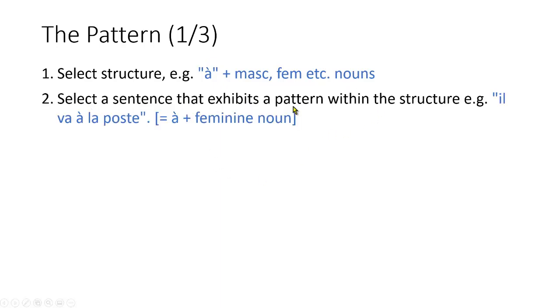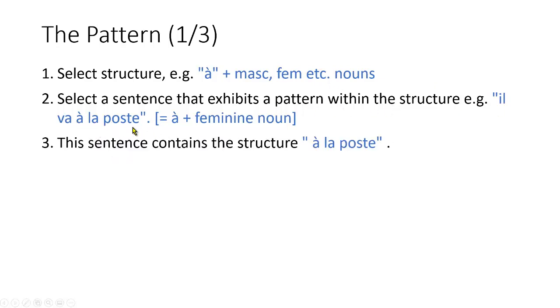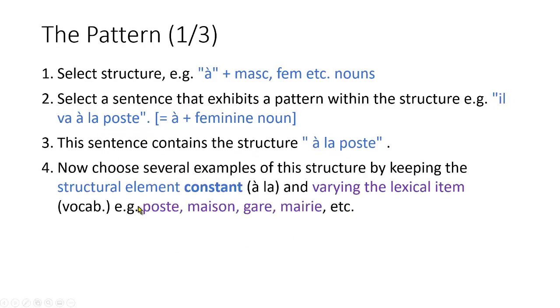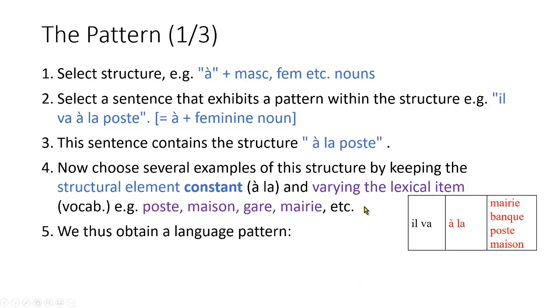Select a sentence that exhibits a pattern within the structure. So we know that in French, for example, there's a different way of saying to the, according to whether it's masculine, feminine, begins with a vowel or is plural, but let's just choose one pattern where there is something which is constant. Il va à la poste. There we are, the structure is à la poste and it's constant. Then choose several examples of that structure, keeping the structural element constant, so the à la, all the same, but vary the word, à la poste, à la maison, à la gare, and then we get a language pattern, and there it is.